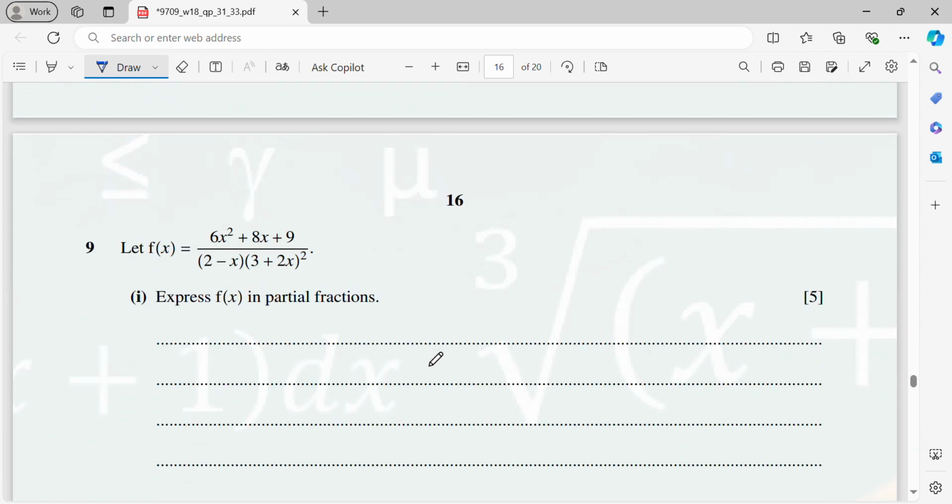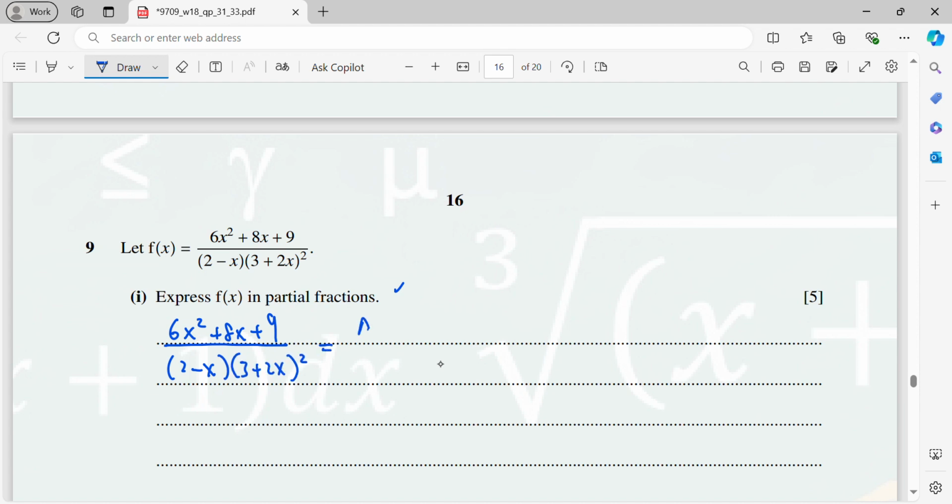Okay, now next question, number 9. Express f(x) in partial fractions. So first of all, check: this is x squared, but here we expand, it will be x degree 3. So this is a proper rational function. Therefore, we can find the partial fractions directly. So (6x squared plus 8x plus 9) over (2 minus x)(3 plus 2x squared).